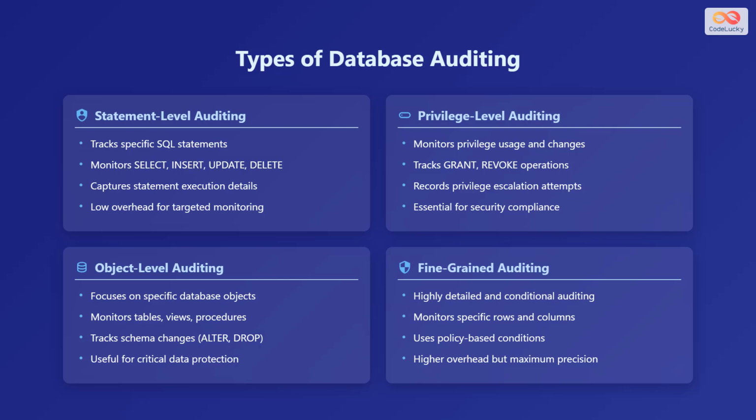Another type is object-level auditing, which focuses on specific database objects, monitors tables, views, and procedures, tracks schema changes such as alter and drop, and is useful for critical data protection. Lastly, we have fine-grained auditing, which provides highly detailed and conditional auditing, monitors specific rows and columns, uses policy-based conditions, and while it has higher overhead, it offers maximum precision.